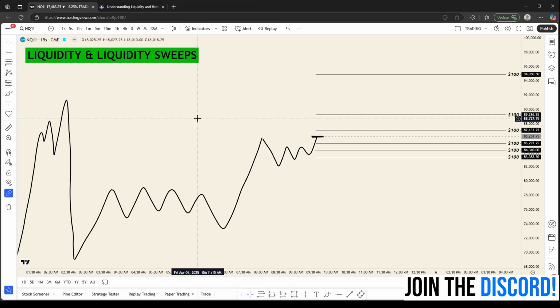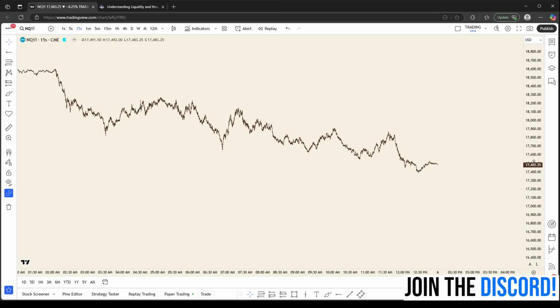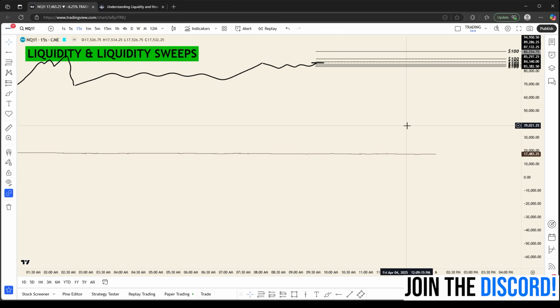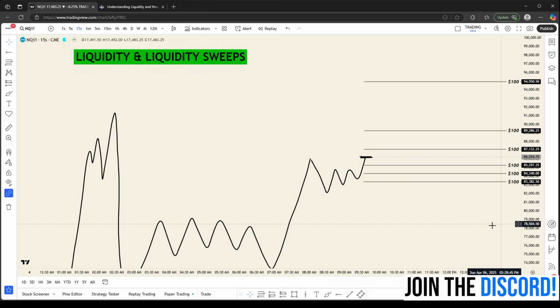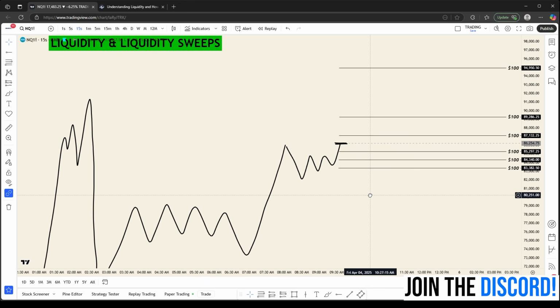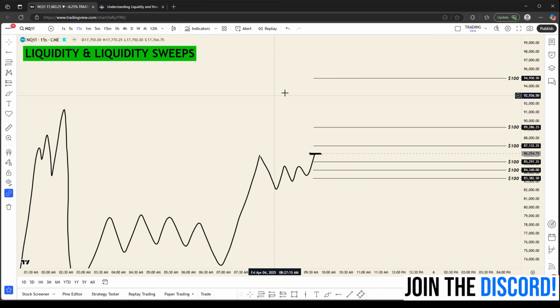However, what if I told you that there was ways to somewhat reliably, at least, tell where liquidity is going to be resting, in the form of old swing highs and old swing lows, in the form of stop loss orders. So what do I mean by this?